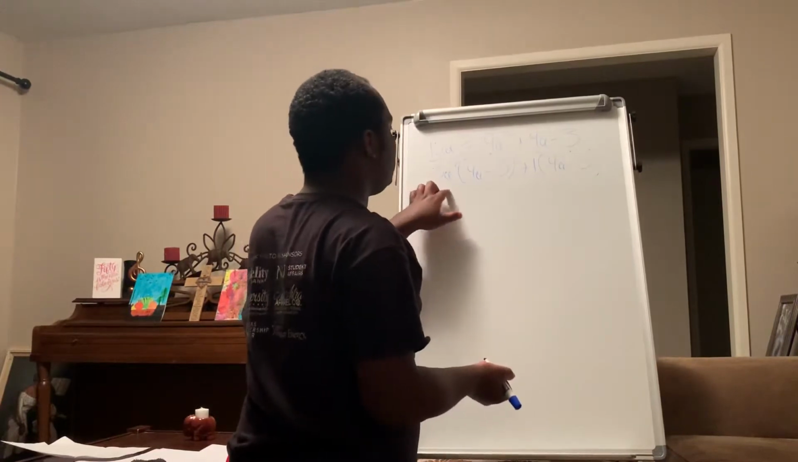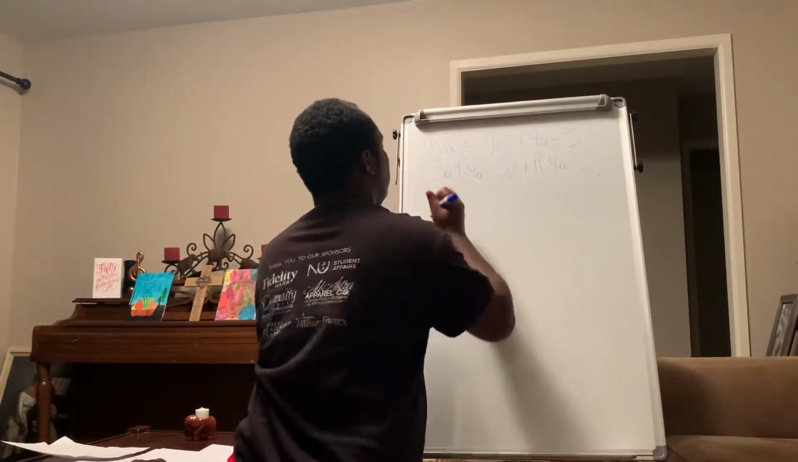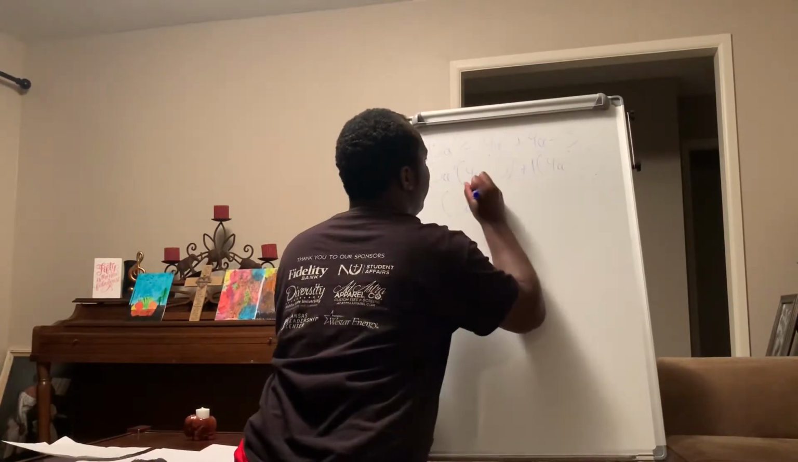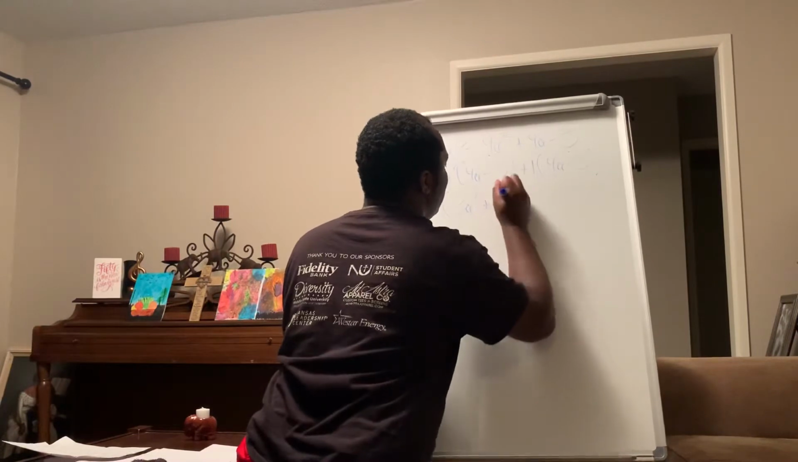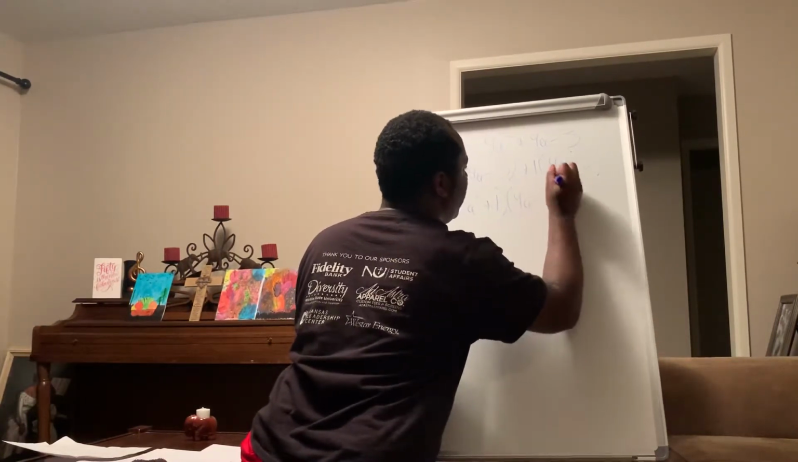Now, because these two are the same, this is going to be my other binomial. So my final answer will be 3a squared plus 1, then 4a minus 3.